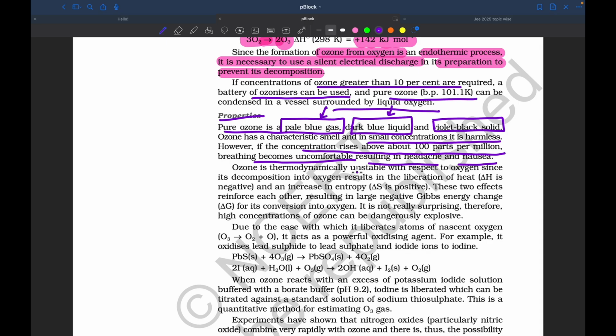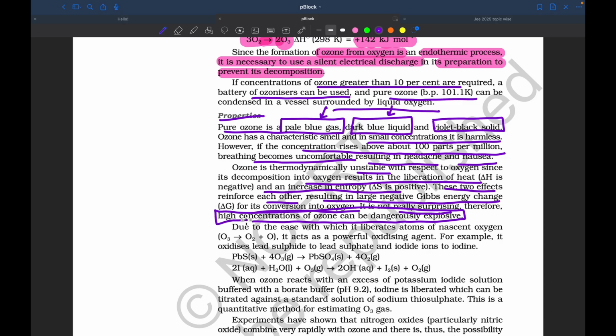Ozone is thermodynamically unstable with respect to oxygen, since decomposition into oxygen results in liberation of heat, because the forward reaction is an endothermic reaction, and the backward reaction is an exothermic reaction. All exothermic reactions are spontaneous, and there is an increase in entropy. So these two effects reinforce each other, resulting in a large negative Gibbs energy change for its conversion into oxygen. It is not really surprising, therefore, that high concentration of ozone can be dangerously explosive.